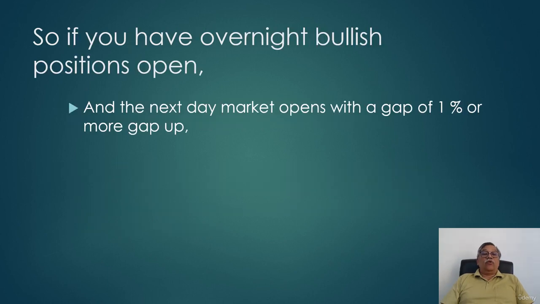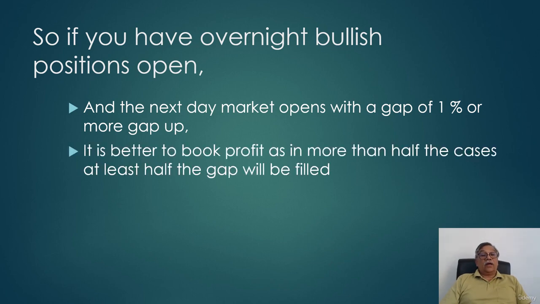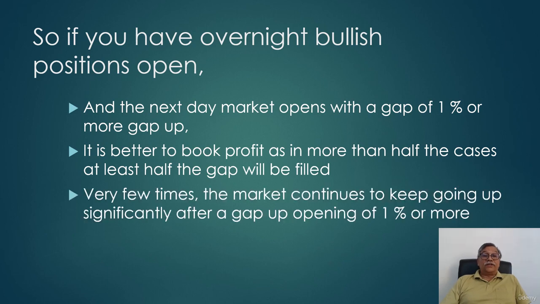So if you have overnight bullish positions and next day market opens with a gap, it's better that you book profit in it because it's more likely to go down. You have got a huge gap up, better book it. At least partial, book at least half the profit. If your overall view is up, fine, no problem. You let it come down, you can again create a long position. But if it's a gap up, book at least partial profit. Very few times market continues to keep going up significantly after a gap up opening of 1% or more.